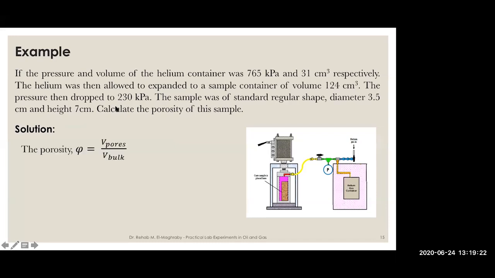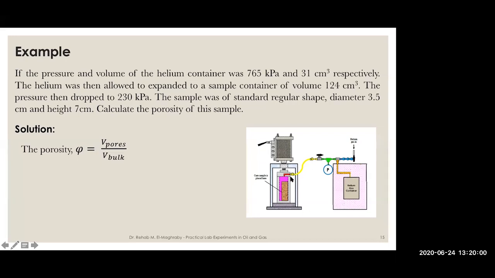So imagine you have a helium porosimeter and you have done some measurements. What you have done is you fill this helium gas container with helium gas, and you read the pressure here to be 765 kilopascal. And the volume of the helium gas container is known to be 31 centimeter cube. So you know the pressure and the volume of the helium container at the start. Okay. So you open this valve, and the helium will expand to fill the other container.